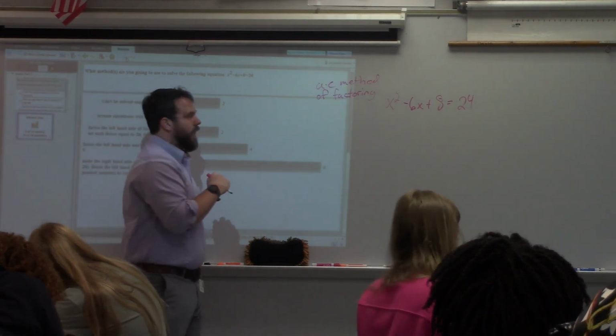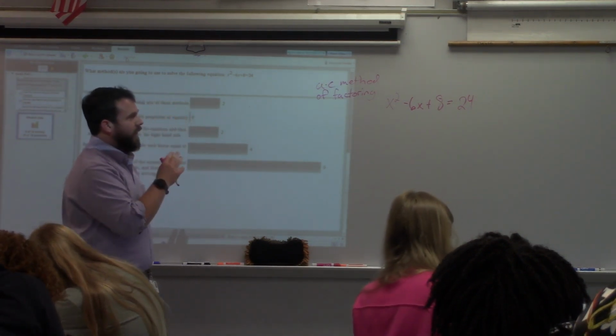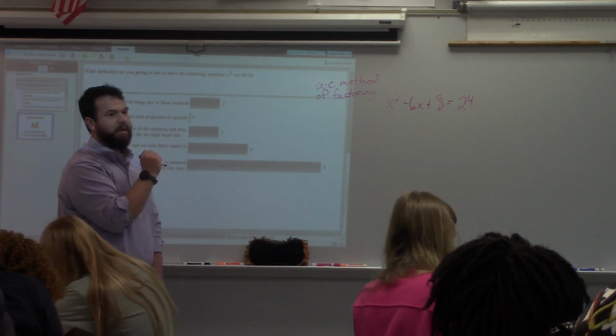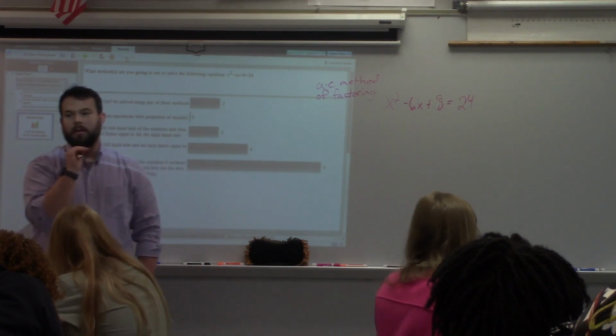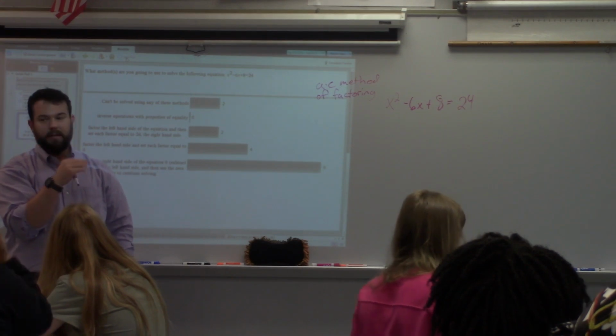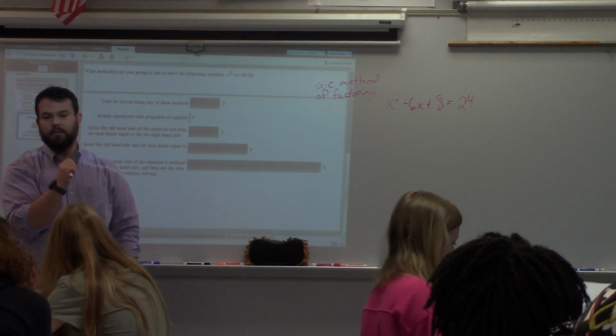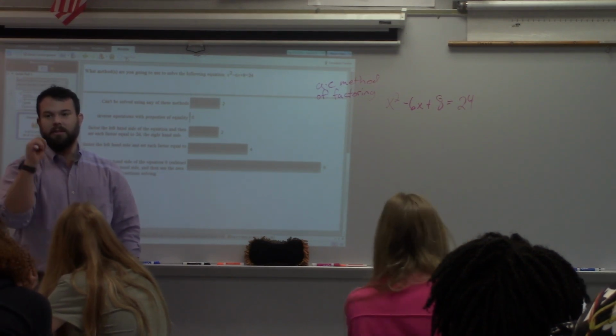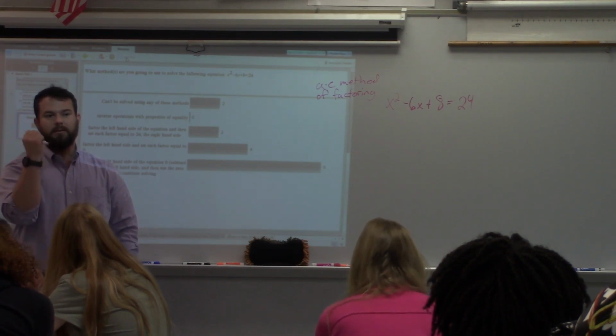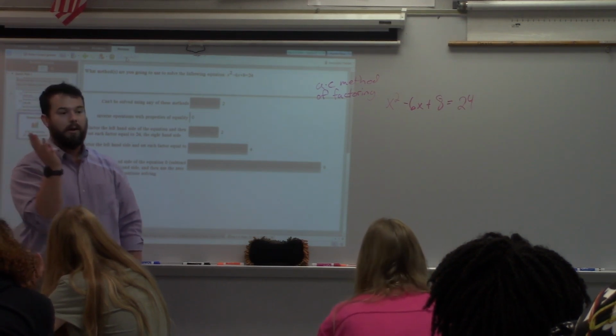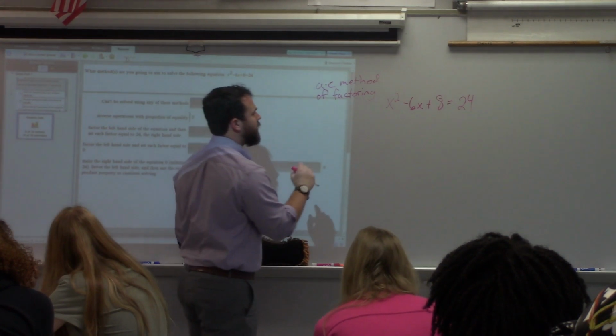AC method of factoring. I need to factor, and I am going to go ahead and factor the left-hand side. I will point out, I don't want to factor the left-hand side, but it is still possible to factor this. The reason, again, as Ethan said earlier, is that the right-hand side is not equal to 0. So I don't want to factor, but it is still possible to factor.